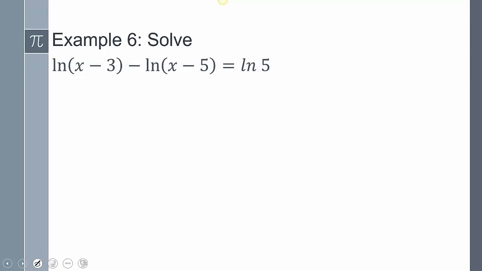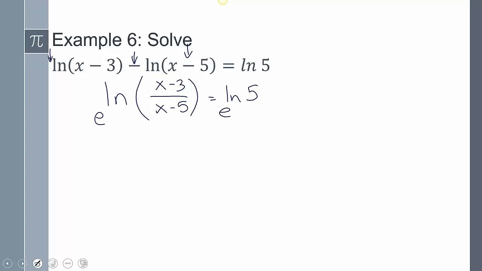Next one. So ln of x minus 3 minus ln of x minus 5. So minus, so this is in the denominator. That's positive. That's why it's in the numerator. So I write it as 1 ln, and I get x minus 3 over x minus 5 equals ln of 5. Now, one thing we did talk about, right? ln is the same as log base e. So base e is what's going to cancel out with this. So I get x minus 3 over x minus 5 equals 5.